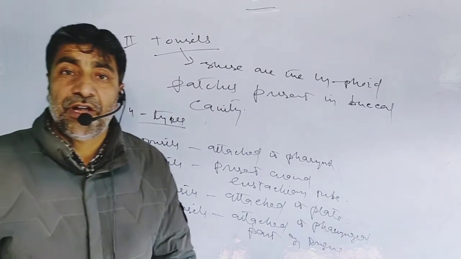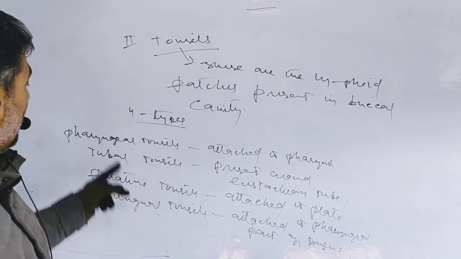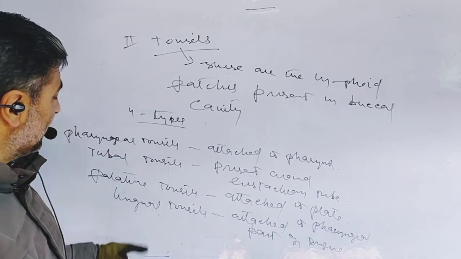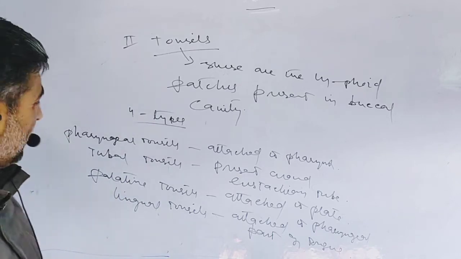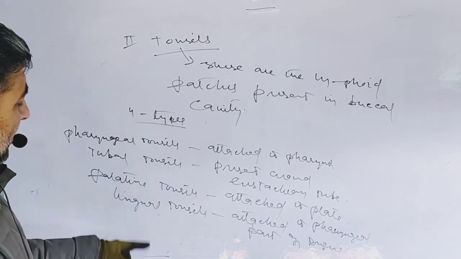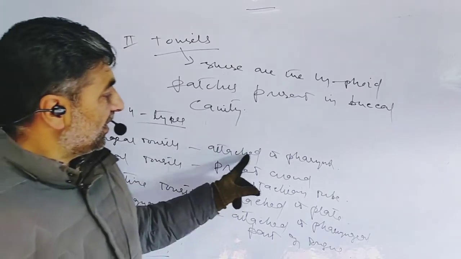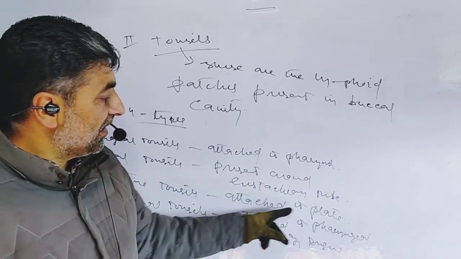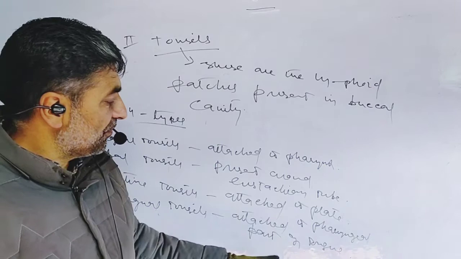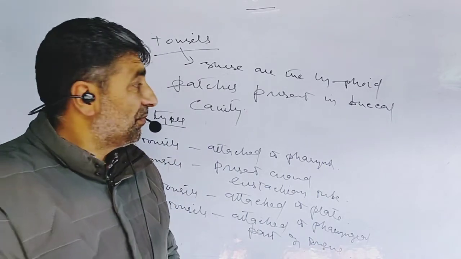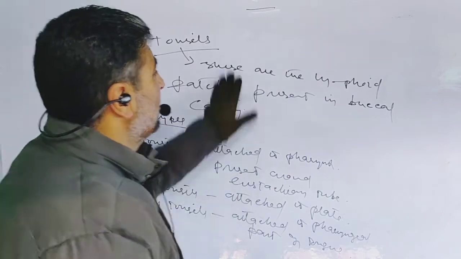So we have four types of tonsils: pharyngeal tonsil, tubal tonsil, palatine tonsil, lingual tonsil. These are attached to the pharynx. These are present around the eustachian tube. These are attached to the palate. These are attached to the pharyngeal part of the tongue. These are the four types of tonsils.